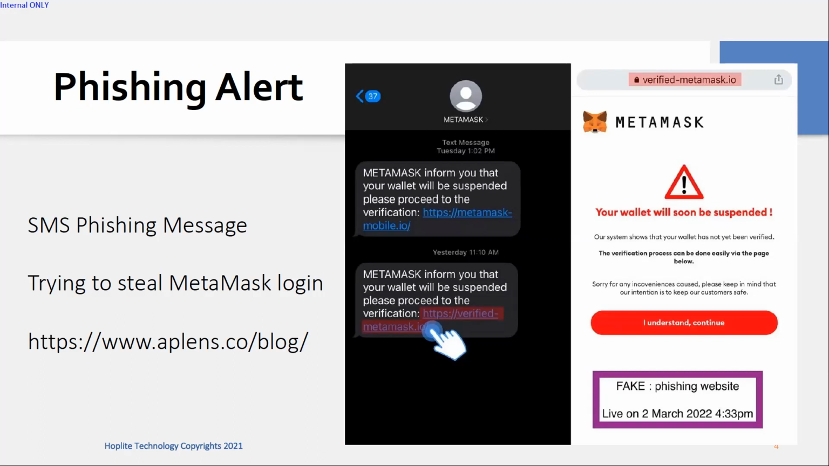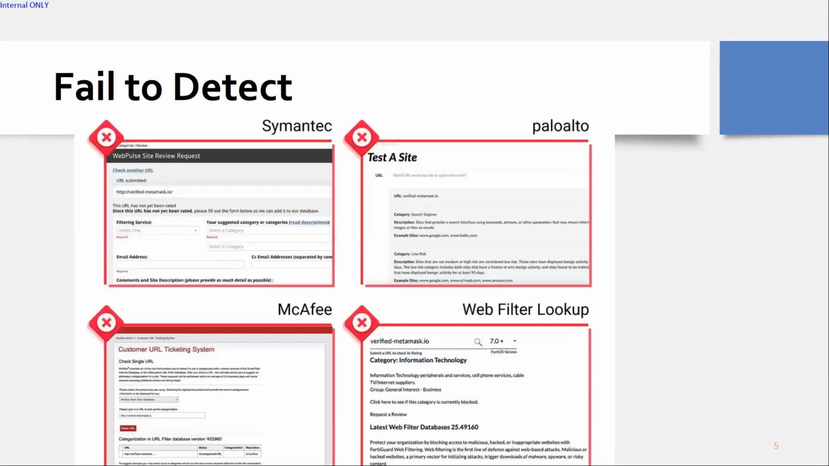I think phishing attacks and phishing scenarios are already well known. I see this one, this is a MetaMask attack. We studied this link. It was sent by SMS to one of our employees, and we looked at this link with 4 different security vendors to check whether they were able to detect it as a malicious link.